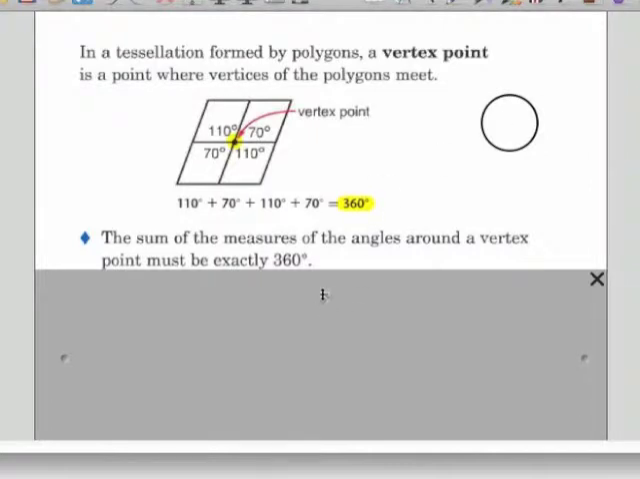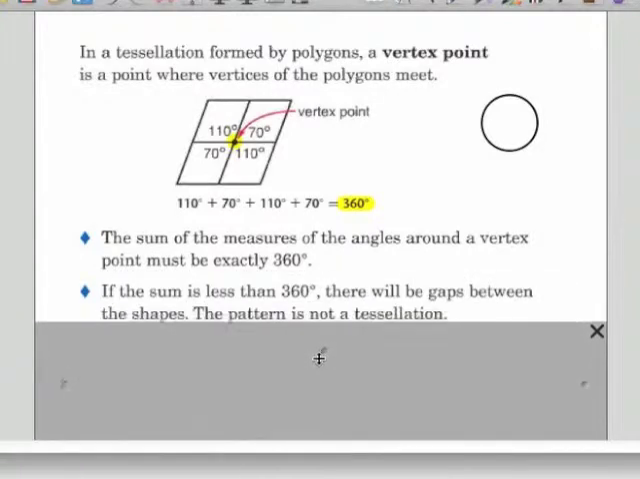Okay, so the sum of the measures has to be 360 degrees. Remember, vertical angles have the same measure, so 70 and 70. And then if we have these adjacent angles here, 70 and 110 have to equal 180. Okay, so 180 plus 180, we have 360 there easily.